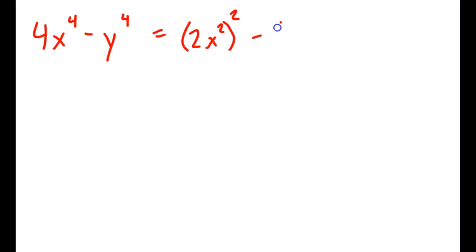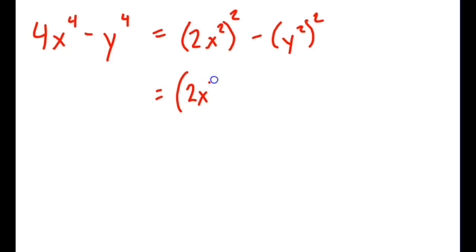Y to the fourth, we can rewrite that as y squared to the second power. So very similar to the last problem. The only difference is because we had a coefficient other than 1, we had to account for that by factoring that product inside the parentheses raised to the power. Now we can go through and use the difference of squares.